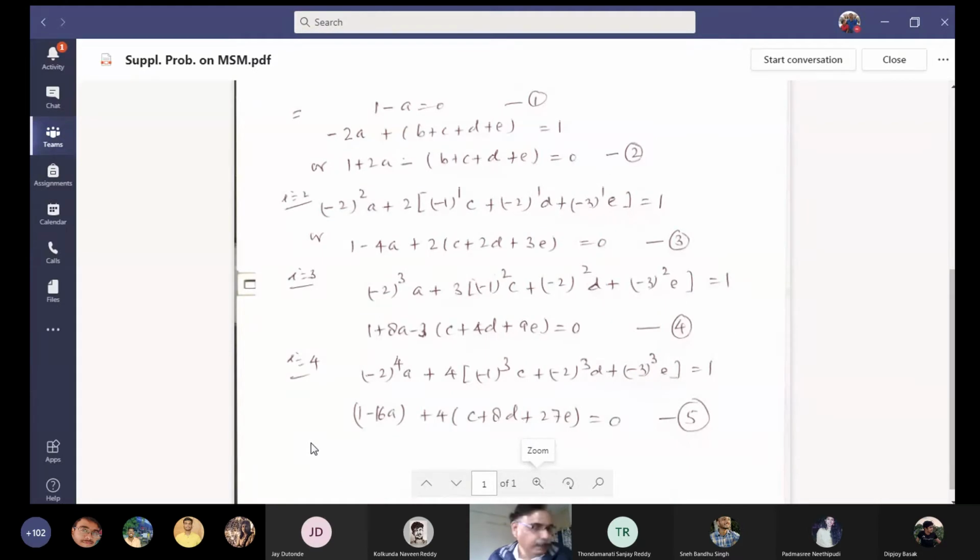The name of the file is supplementary problem on multi-step method, the last file. There it is done using the theorem. Is that clear now? Yes, sir. It is done through both the ways. It is up to you which way you adopt. This is the easiest one.